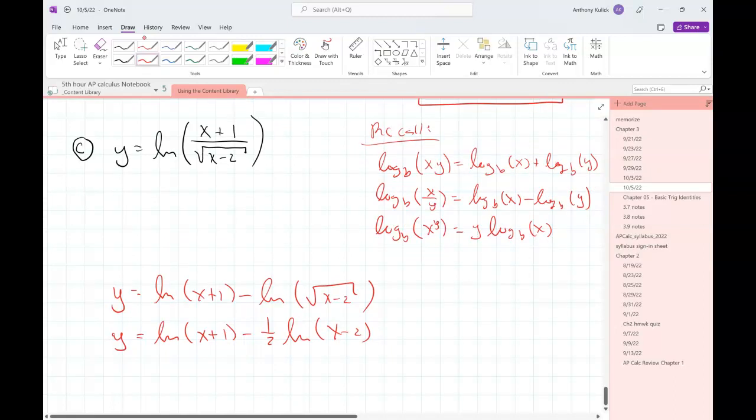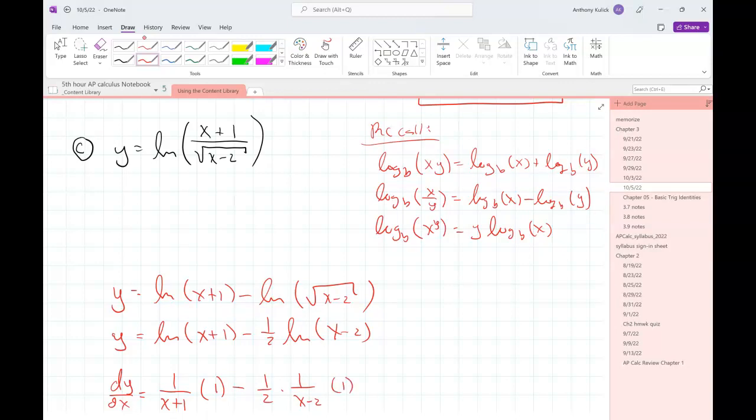Now I'm going to do my differentiating, because look at how easy this is going to be. I have just 2 little easy chain rules. dy dx equals 1 over x plus 1 times the derivative of x plus 1, which is just 1, minus 1/2 times 1 over x minus 2 times the derivative of x minus 2, which is just 1. Done. I'd wager if you tried to do this as a linked chain rule and a quotient rule, you'd still be writing. Meanwhile, Mr. Kulik finished that in 2 lines. Very easy.